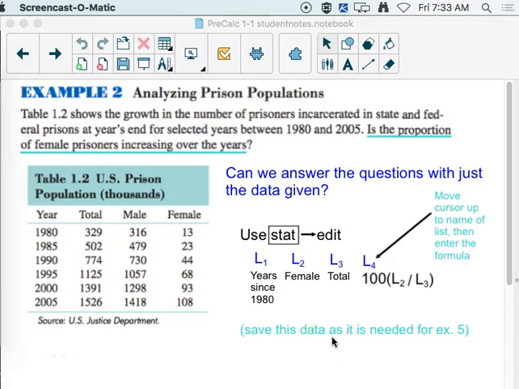So we need this prison population information about the females and the totals in there. I'll look at that.